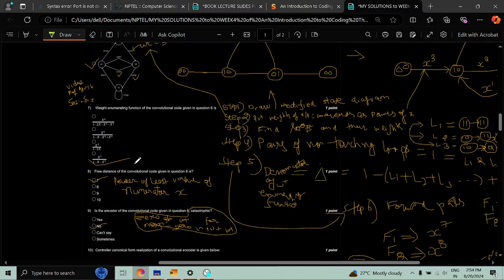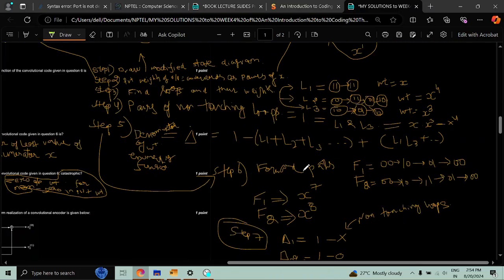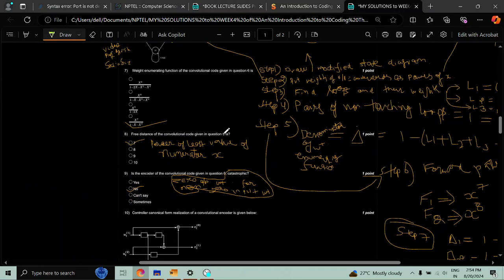Being too tired, I am not going for too much explanation. This screenshot is enough for you, it is self-explanatory, or better, watch Sachin sir's lecture. Then free distance is the power of the least value of the numerator, here I think it was 7, so 7 is marked.